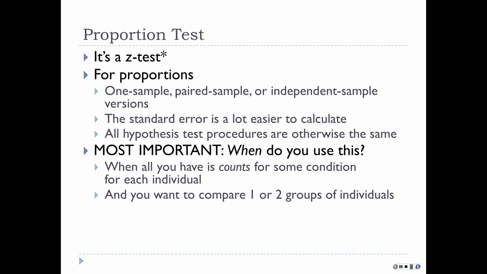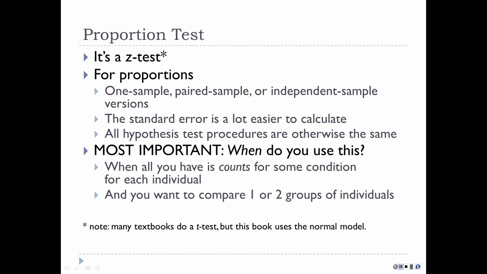So when do you use this? This is the hard part. The most difficult thing here is figuring out when you're supposed to apply this situation. And that is when you have counts or binary data for a group of people for some condition for each individual. You can call it counts, binary data, or dichotomous data, and you want to look at the distribution of those counts in one group of individuals or two groups of individuals. So let me just show you an example here.